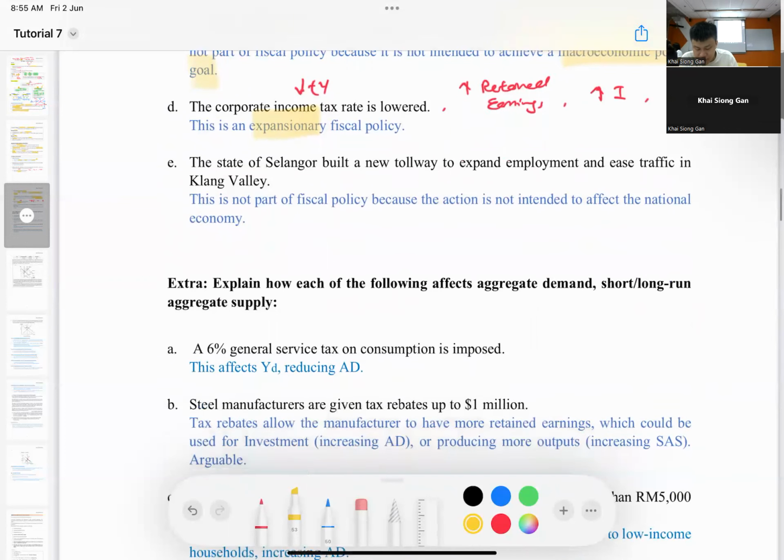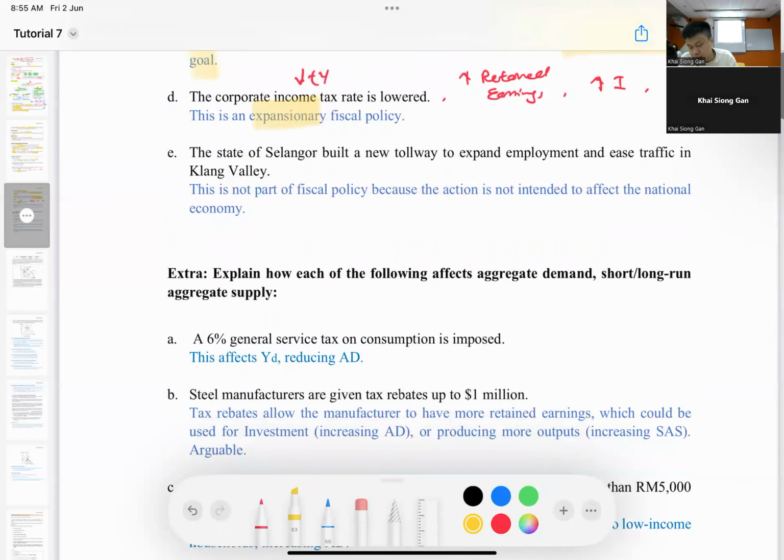Okay, steel manufacturers are given a tax rebate up to 1 million. Now, this is arguable. If they use the more retained earnings to invest, then it can increase the aggregate demand. But if they use the retained earnings to produce more output, then it will increase the short run aggregate supply curve. So it is arguable.